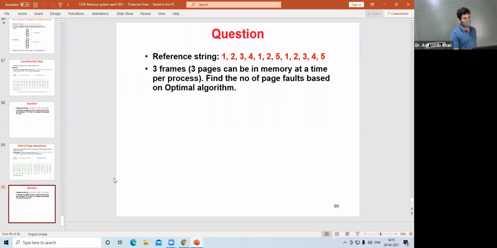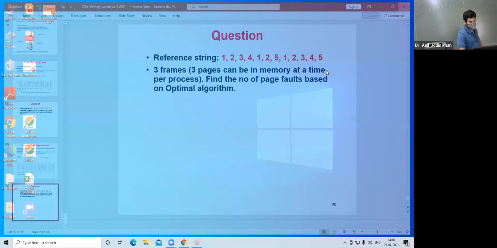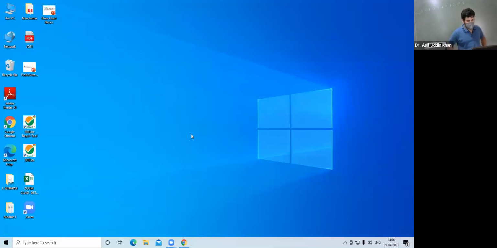Okay. So with this, your memory system is complete. Fourth module is complete. And the PDF file I have already given you. So now we'll start the next, the basic processing unit.